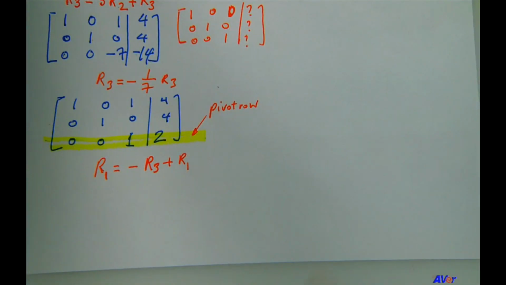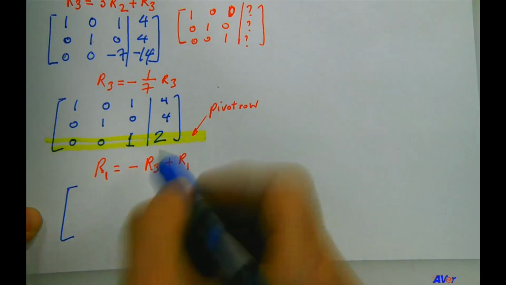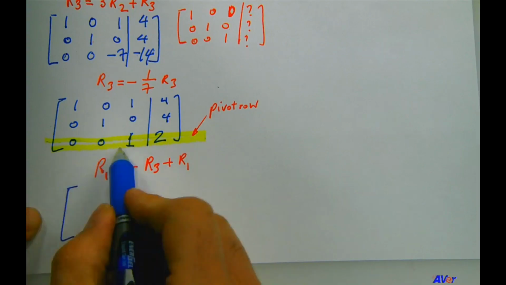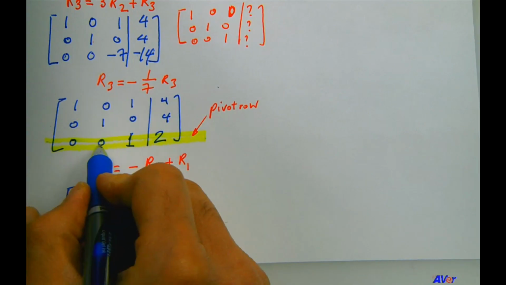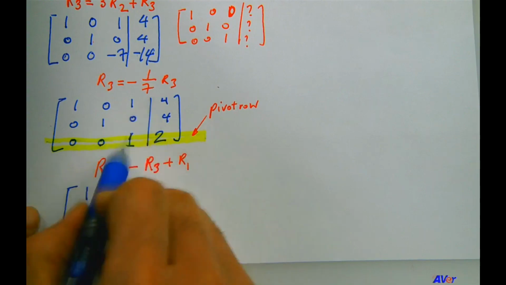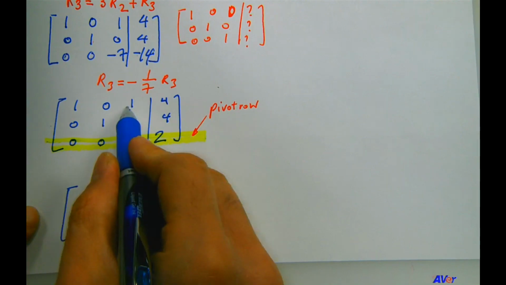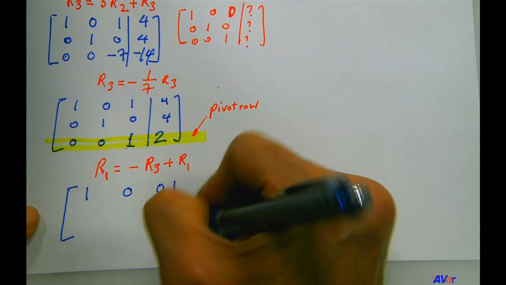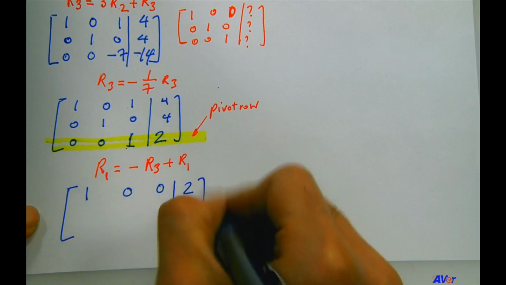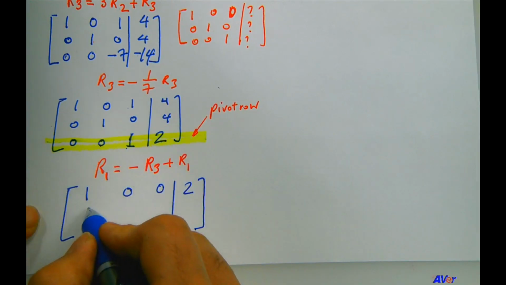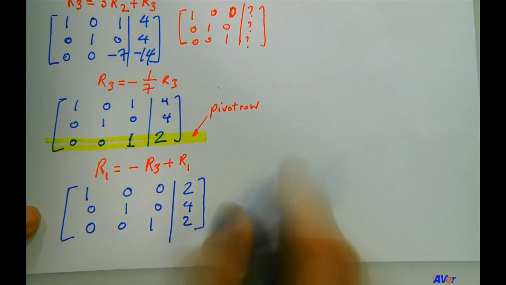So let's write down the next matrix. And I'm counting on you to pause the video and write down your matrix before you look at my solution. Okay, so -1 times row 3 plus row 1. -1 times 0 is 0, plus 1, 1. -1 times 0 is 0, plus 0, 0. -1 times 1 is -1, plus 1 is 0. -1 times 2 is -2, plus 4 is +2. And the other two rows, let's write them down as they are: 0, 1, 0, 4, 0, 0, 1, 2.